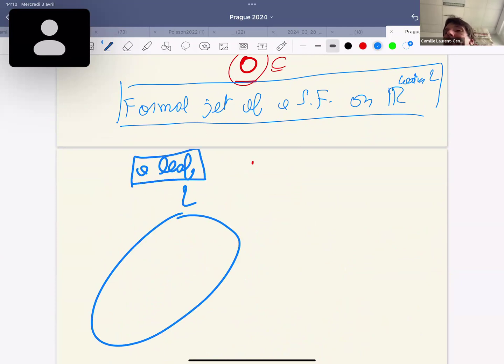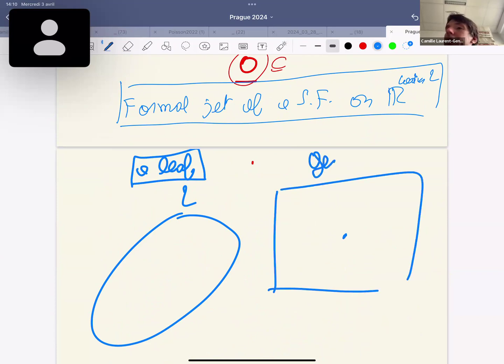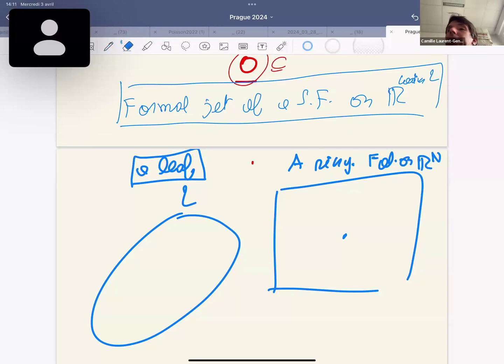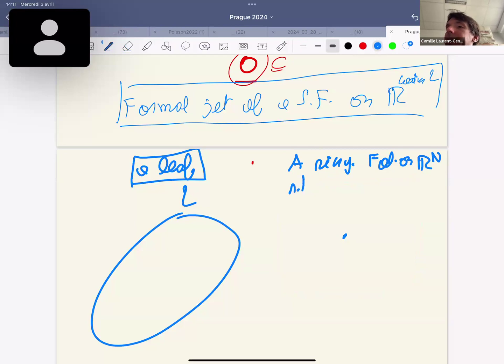Okay. And you choose, let's say to start with a germ, it's easier. And you choose a singular foliation on Rn. Well, such that all vector fields, that's one thing we assume, all vector fields vanish at the 0. Okay.